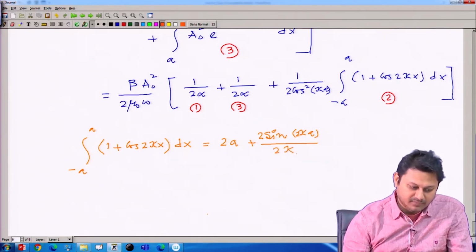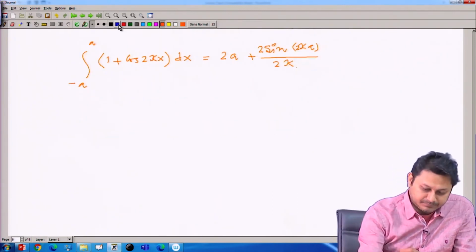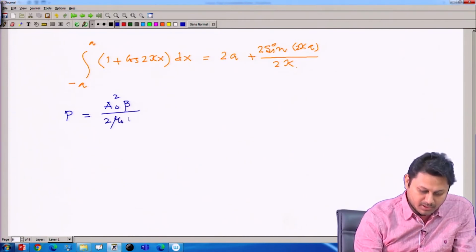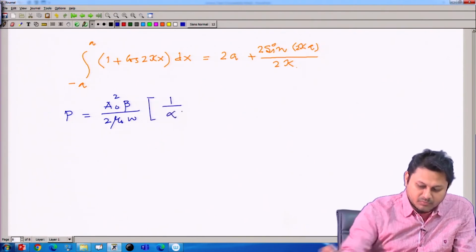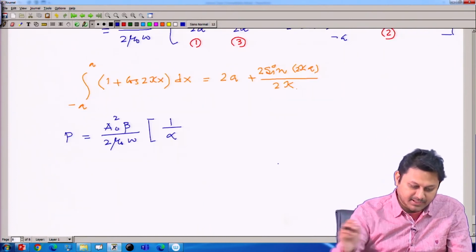So, this will be the value. So, eventually my power will be A0 square beta divided by 2 mu 0 omega, 1 by alpha, because 1 by 2 alpha plus 1 by 2 alpha I can write as 1 by alpha, and the rest of the term is like that.